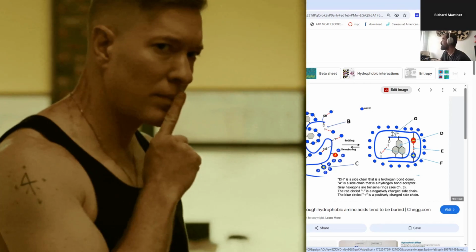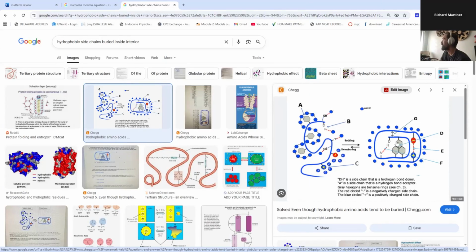With this, the inside, all these areas right here, are going to be hydrophobic. And the outside is going to be hydrophilic. So when this protein is in here, it's going to have the water on the outside. It's going to slowly want to fold in here.